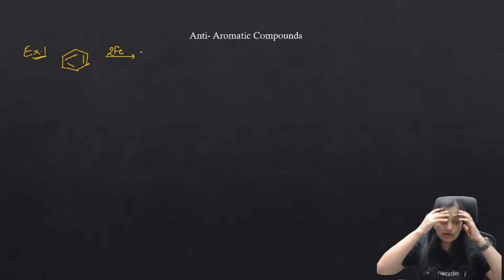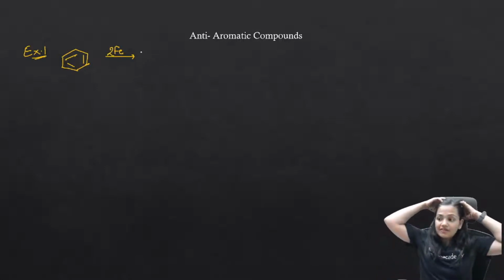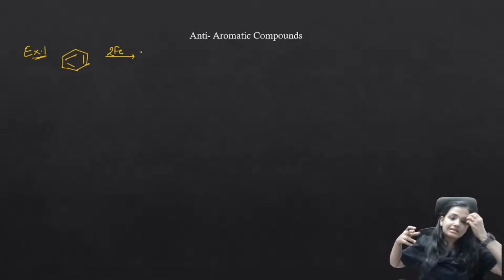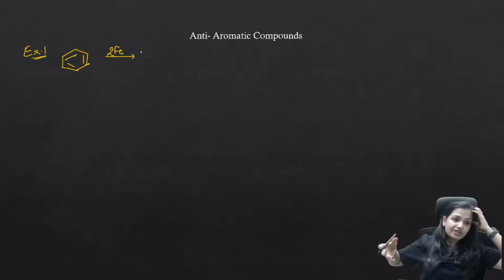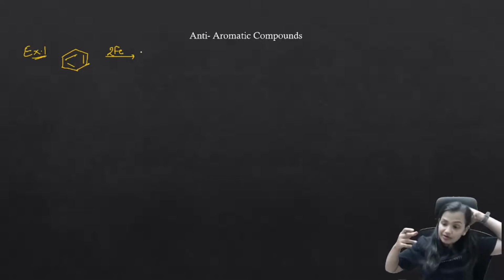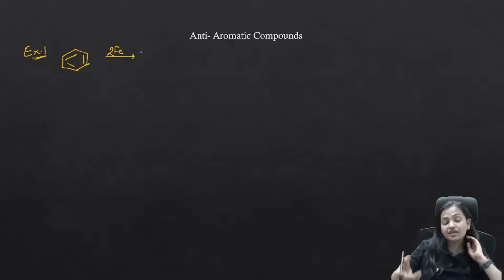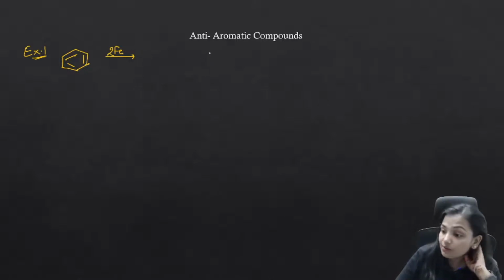So you tell me, when this benzene reacts with 2 moles of Fe, what will we get? You know, Fe is basically a metal, and metals have a tendency to lose electrons. So Fe will become Fe plus 2, and there will be a loss of 2 electrons.